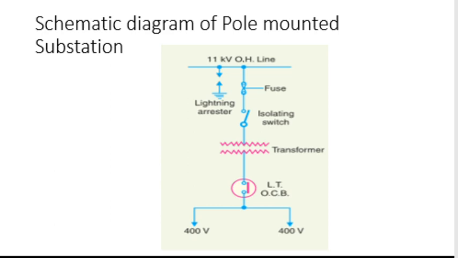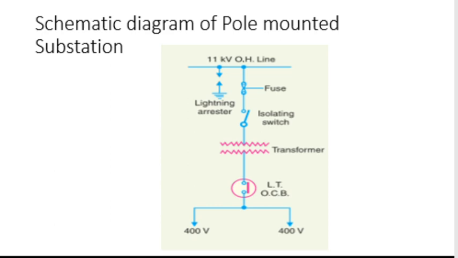And then there will be an isolating switch, and then there will be a transformer. On the lower, secondary side, where we get 415 volts or 400 volts, we have the LT, that is low tension, oil circuit breaker.